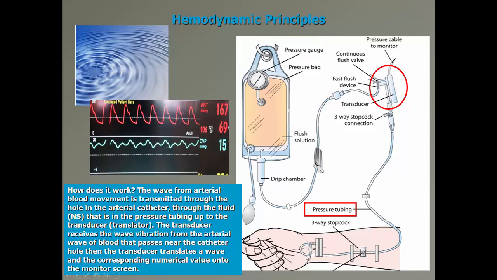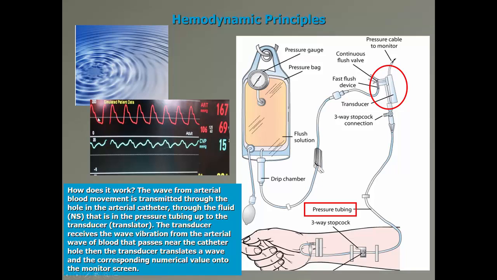So if you think about it, if you were on, let's say, a platform and you jumped up and down, well, that's like the arterial wave. You would feel that vibration. And so that's what this tubing does. The vibration or the wave will move up. It's a physics thing. It will move up through the hole in the catheter, up through the normal saline that's in the tubing, and it will move up, move up, move up to this device. And this device is called a transducer. I call it a translator because it translates that vibration into a wave that is then visualized on the monitor.